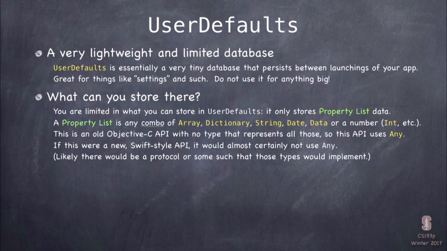So since there's no type that represents that hodgepodge of classes, okay, this API that I'm going to show you, user defaults, uses any. Okay? And this is what it looks like.